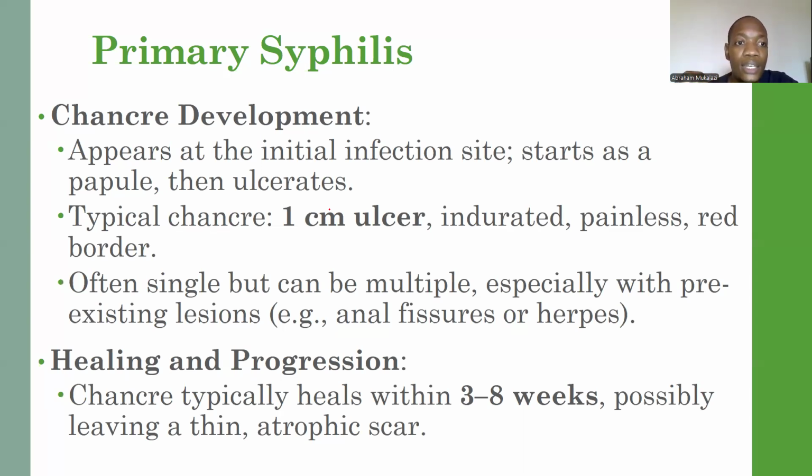So when it enters the lacerated skin, the initial lesion will be a papule, which will then ulcerate, and then it will give you what we call the typical chancre, usually about 1 centimeter in diameter. Most of the time, it will be indurated, painless, with a very red border, and oftentimes someone has one lesion, but some can have multiple lesions, especially if someone has anal fissures, men having sex with men. So these ones will end up with very many primary lesions. And we've said earlier that they typically heal in about 3 to 8 weeks, leaving either a thin scar or no scar at all.